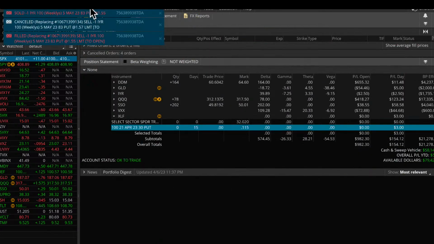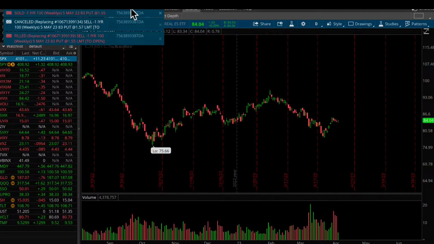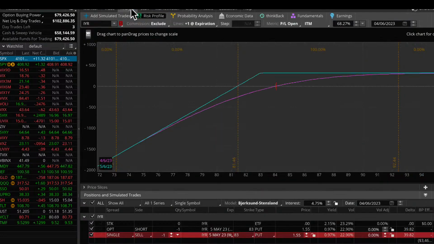See if we can get that. There we go, 155. All right, I am now in an IYR Wheel of Fun. I took my profit on XLF. And this is my live trade.